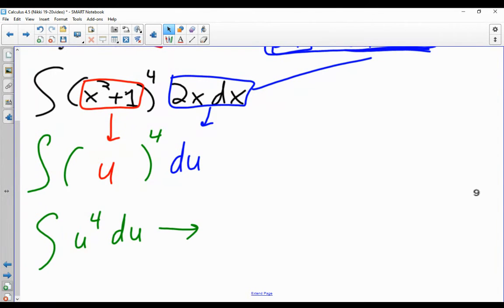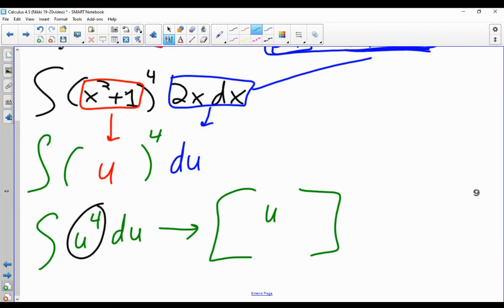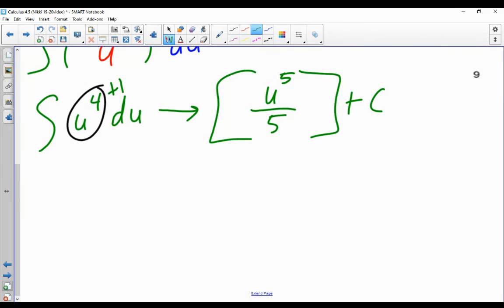Now you can do the antiderivative of u to the 4th. So let's do it. Should have u to the 5th, because you add 1 to the power, then you divide by your new power, plus c. All right, your antiderivative is done, meaning you don't need that u anymore.